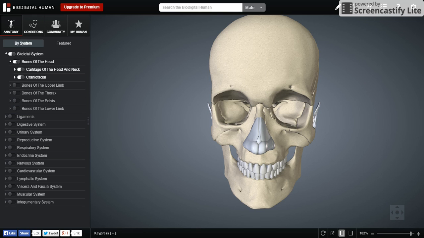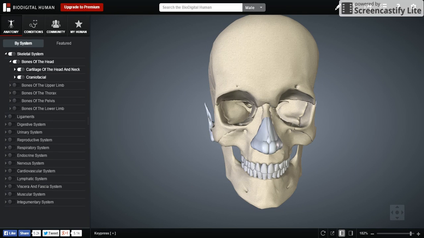Okay, so I want to do a recording and show some of the major bones of the skull and selectively take things out. And as I take things out, I'll make comments about them. First thing I want you to recognize is that this skull looks slightly different than what you're normally used to. This skull has some of the cartilage associated with the head and the neck.